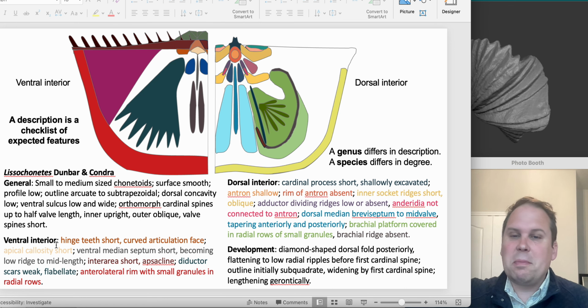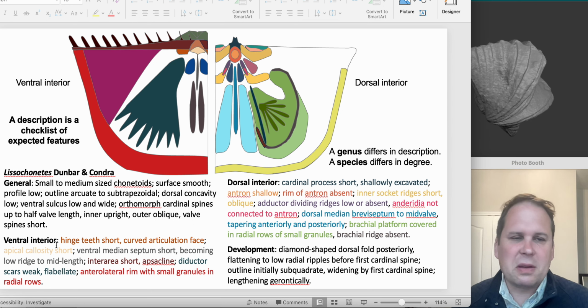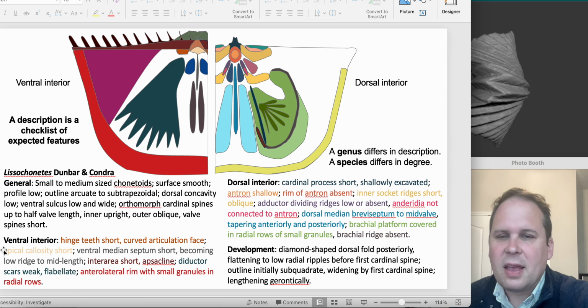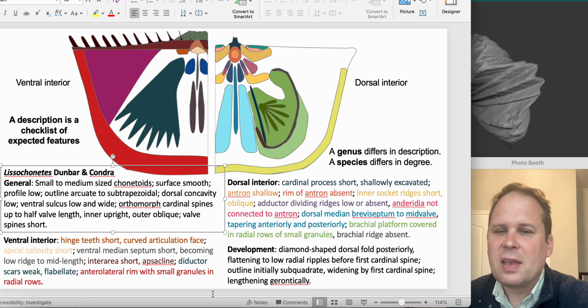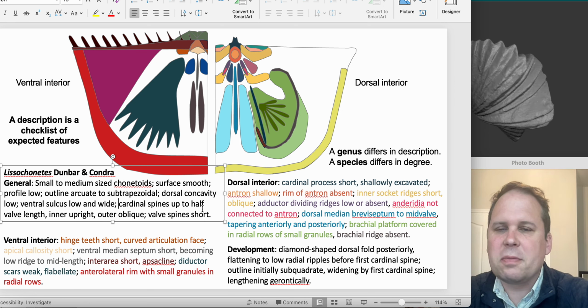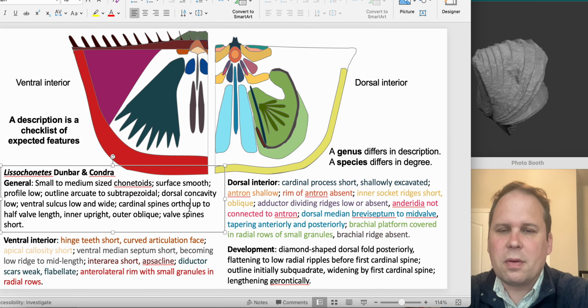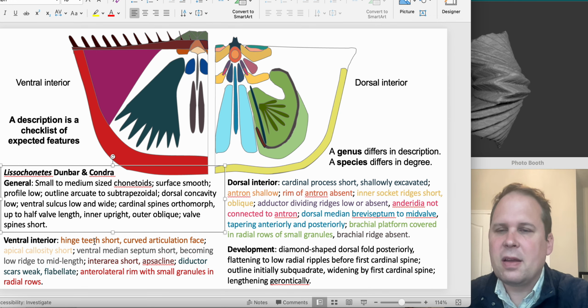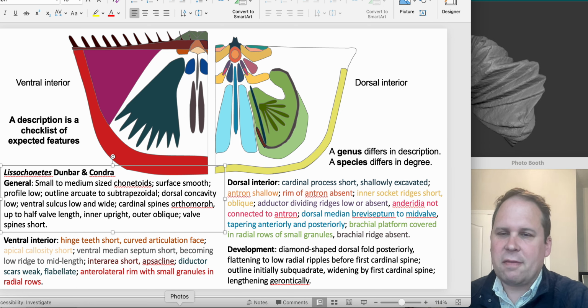And we could have set off the body spines, like the valve spines, with a semicolon. That would be another way to do it. Yeah, reasonable way to do it. Actually, let's do that. Let's edit this description. All right. And let's move orthomorph over. So cardinal spines are orthomorph, comma, up to half valve length. And then it all refers back to the first thing.